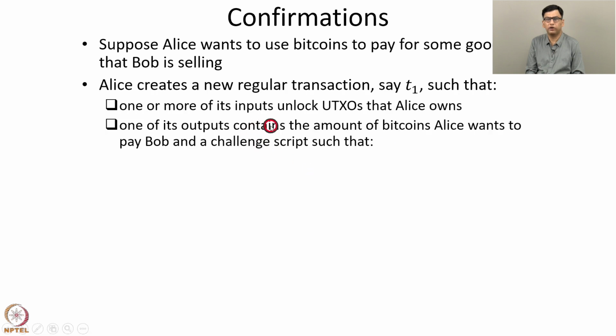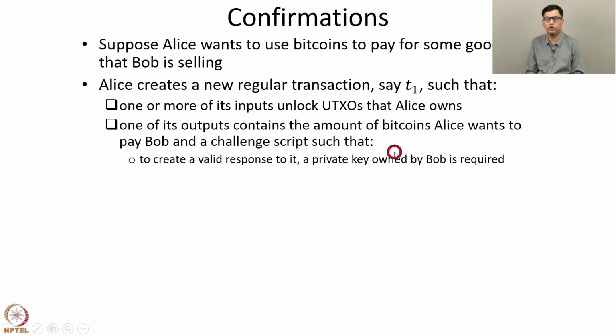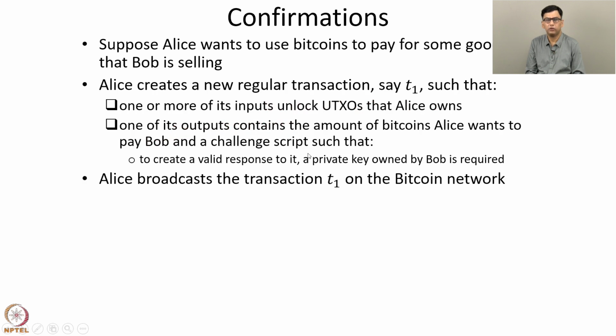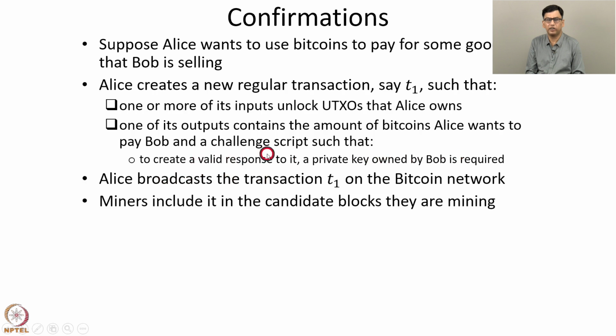and one of its outputs contains the amount of bitcoins that Alice wants to pay Bob, and a challenge script such that to create a valid response to it, a private key owned by Bob is required. So these outputs will transfer the bitcoins in the inputs that Alice owns to Bob, since Bob has the private key required to respond to this challenge script. Alice broadcasts the transaction T1 on the Bitcoin network. Miners include the transaction T1 in the candidate blocks that they are mining.